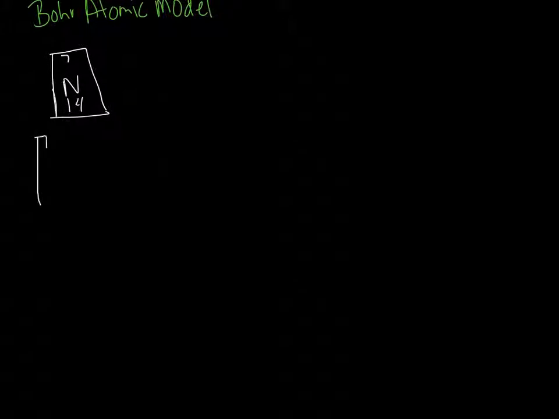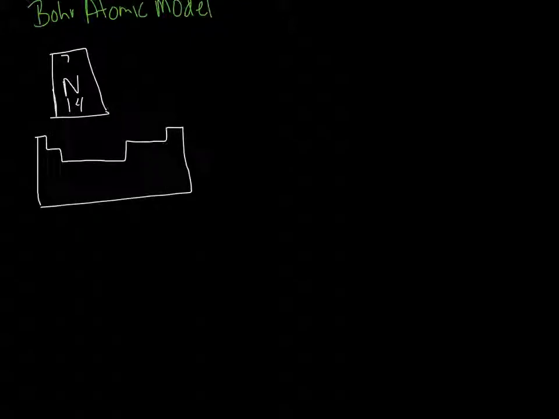And if we were to look at the periodic table for nitrogen, you would find it located right here. It's in group 15. And it's in the second period, second row. So because it's in group 15, we know it has 5 valence electrons. So let's go ahead and make our Bohr model. We've got our nucleus.